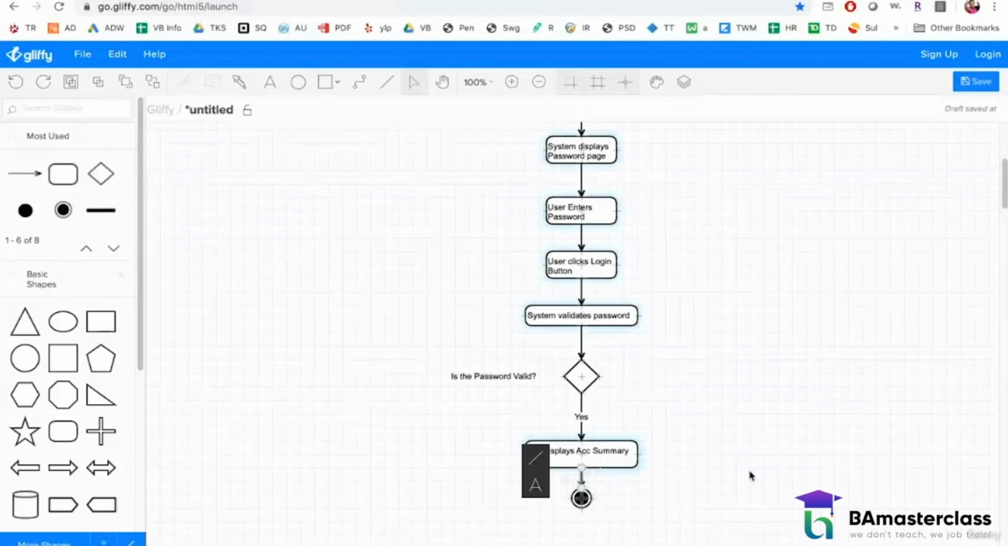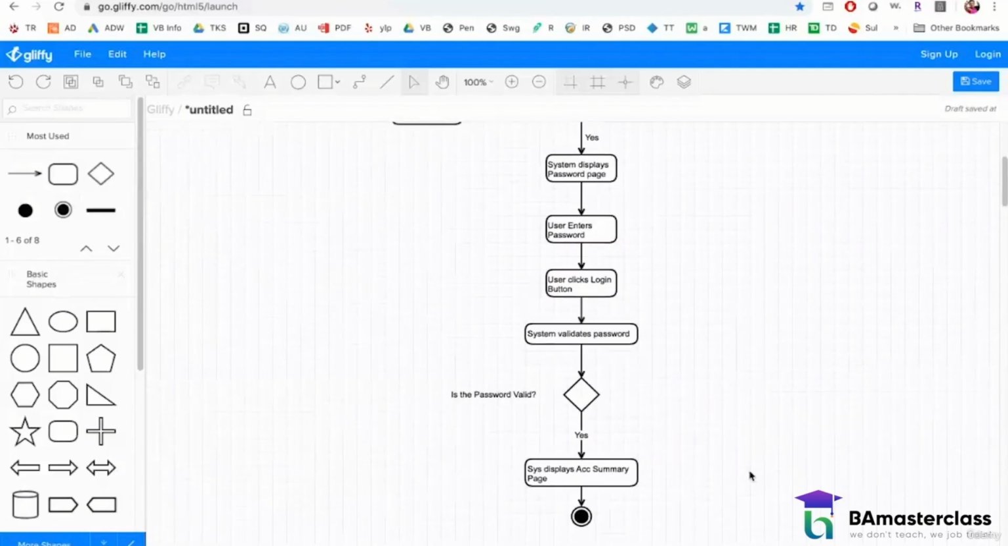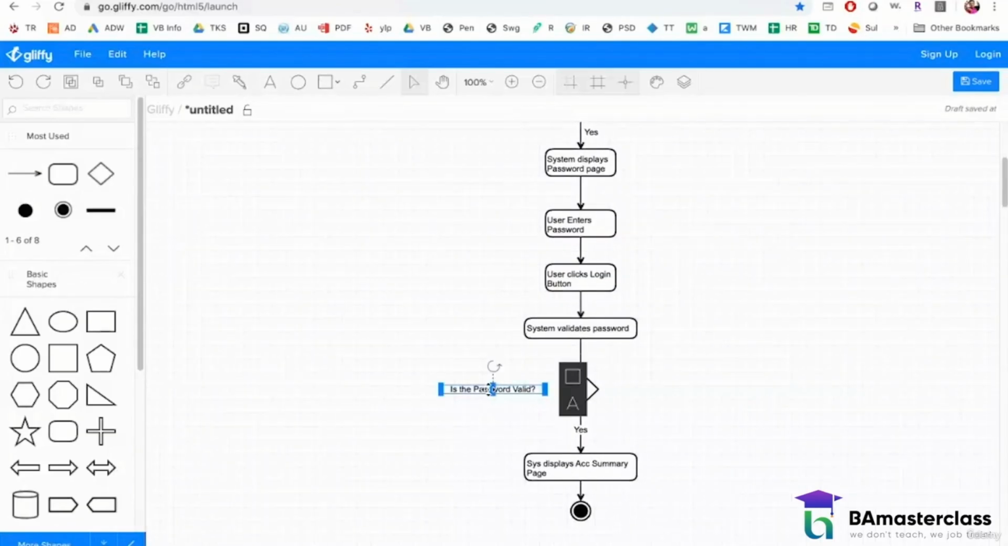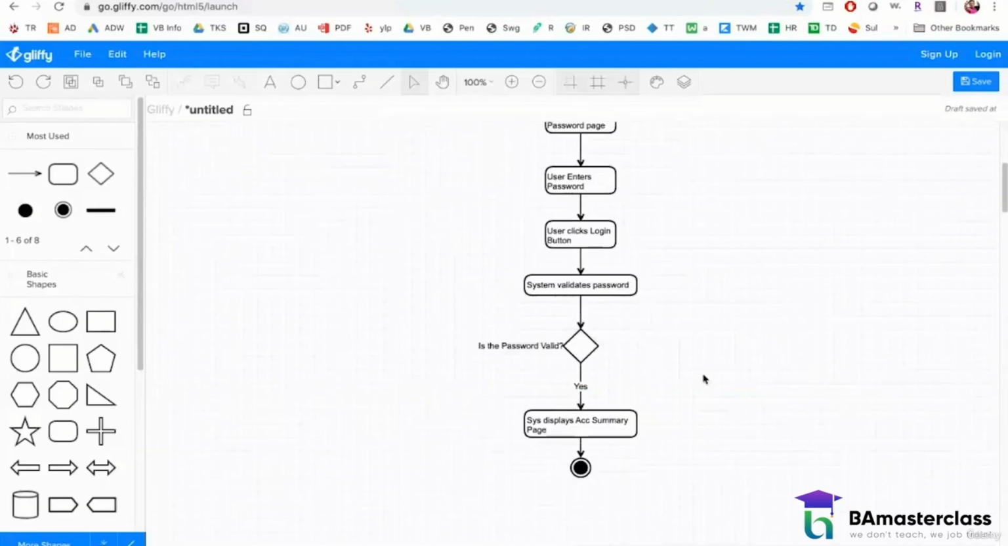All right, now I'm more interested in the no scenario. Let's talk about that. What happens if the password is not valid? Think and answer. First, it will count the number of attempts. So again, it's an activity, correct? System calculates password failure count.